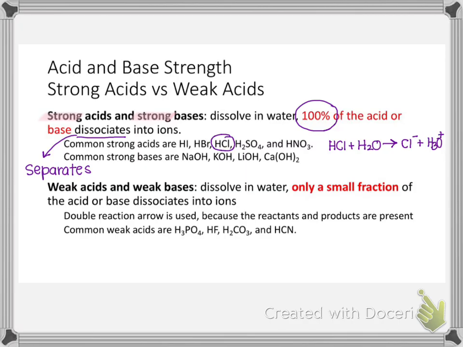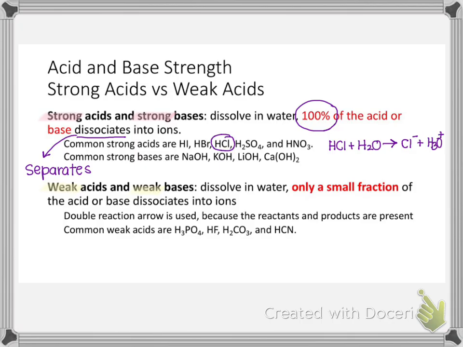For our class, I'll give you the strong acids and bases. You do not need to memorize what they are. What you do need to know is that the word strong means they're going to 100% go to their products. So 100% to make the ions. Now, you might be able to then reason that if you had a weak acid and base, so down here, weak acids and base, what that means is not a lot of the acid or base dissociates into the ions.